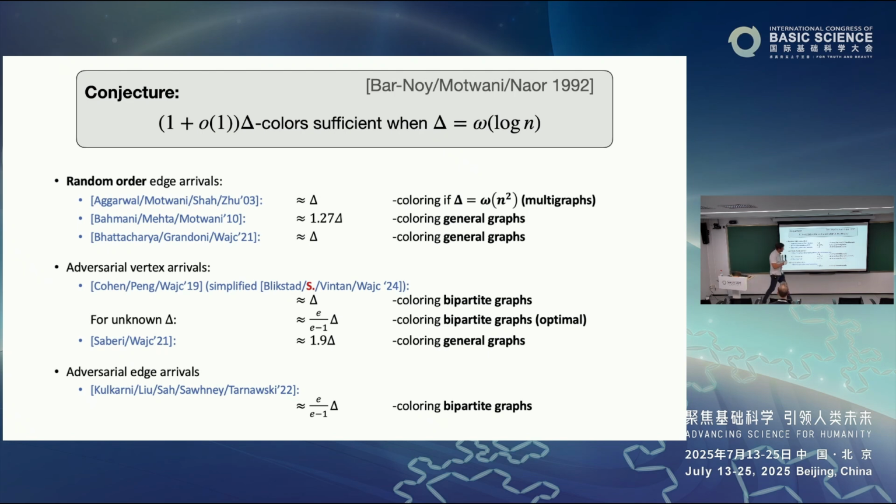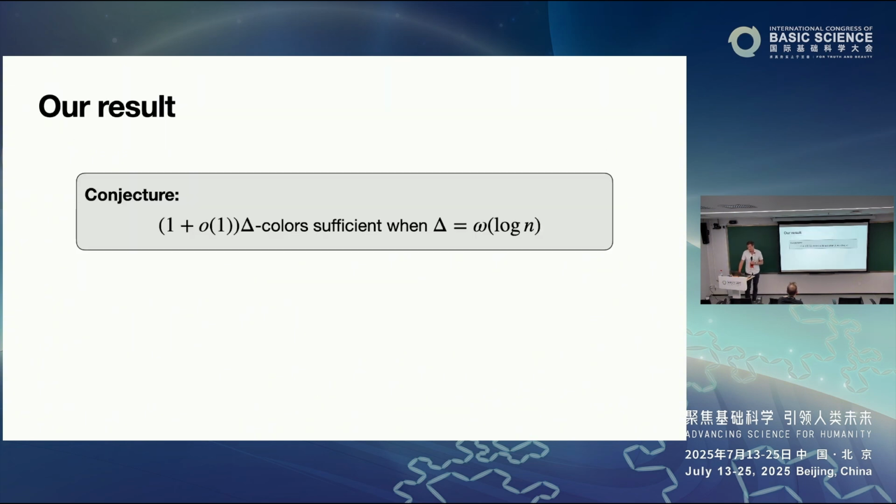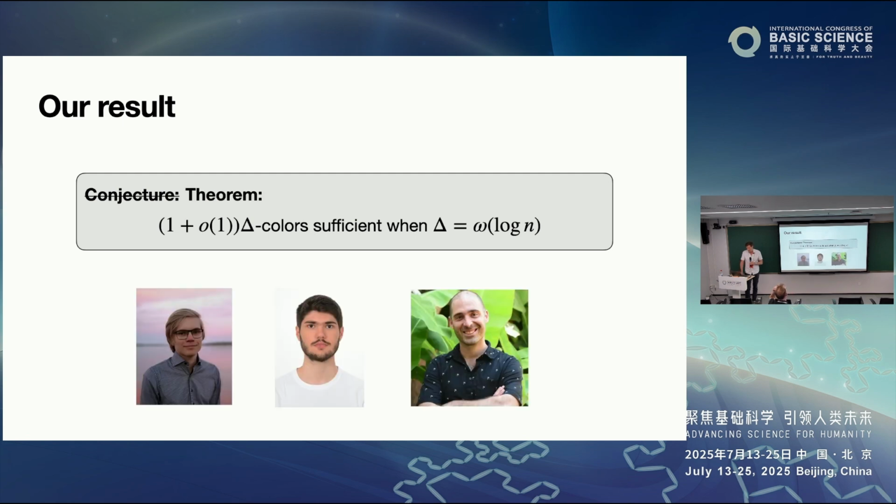for the general problem we're discussing, the first improvement on greedy was 3 years ago. It was by Kulkarni, Liu, Zhang, Shani, and Tanaski, and they got e over e minus 1 times delta. This is less than 2, so it's an asymptotic improvement. So the conjecture is, we are proving this conjecture. That's a picture of my co-authors, Joachim, Radu, and David.